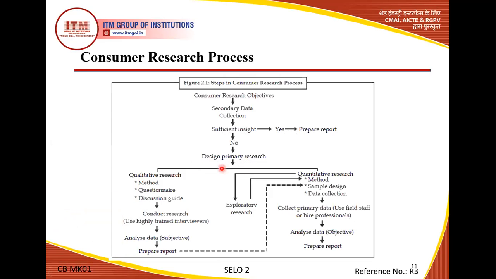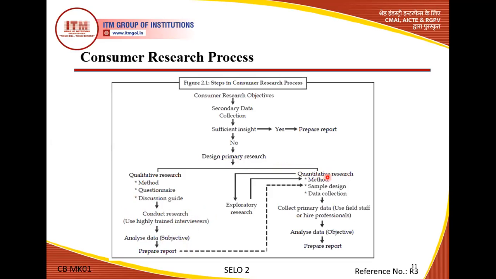Okay. Then in primary research, you have two options: qualitative research and quantitative research. For qualitative research, you adopt a particular method, then you prepare a questionnaire, then you discuss, like you take interviews and everything, and you collect information, you analyze data, and you prepare a report.